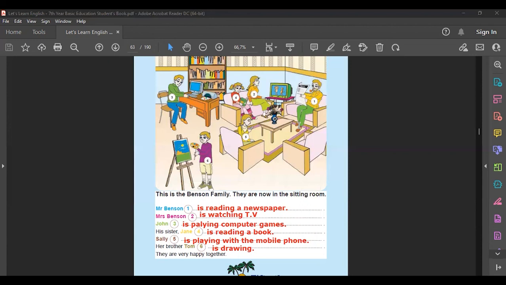Okay, we have the present progressive. The affirmative form is always subject plus be plus verb plus ing. We have the negative form: subject plus be plus not plus verb plus ing. In the interrogative form, we switch between the subject and the auxiliary, which is the verb to be. We have to be plus subject plus verb plus ing.